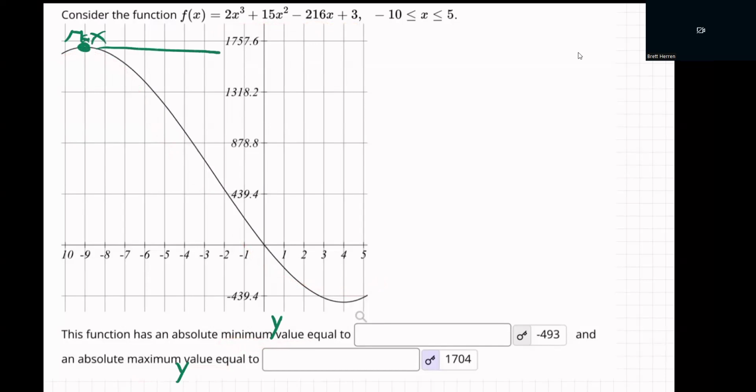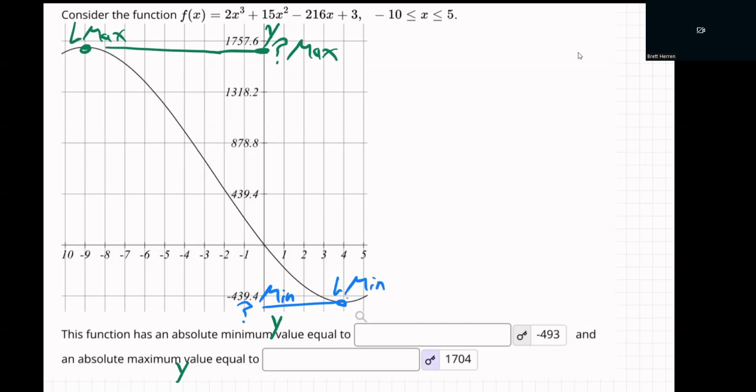But the question is, how high up is that? This is the y-axis. What is that maximum y value at this point here, which is the local max? So how high up does it go? And then this one down here, here's the min, but what is the minimum value at the local min? How are we going to find that?